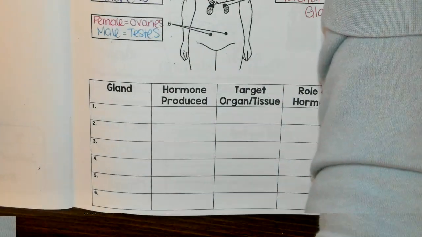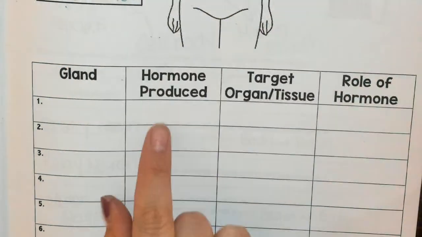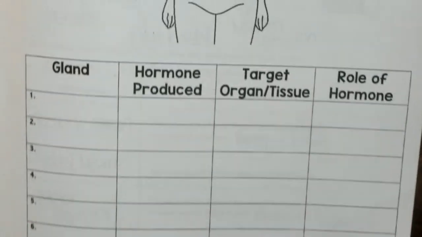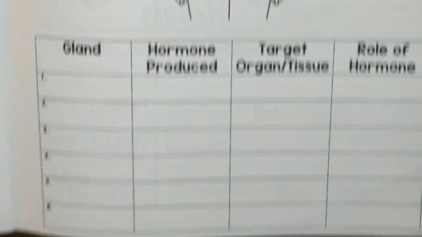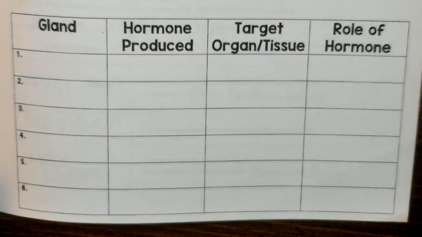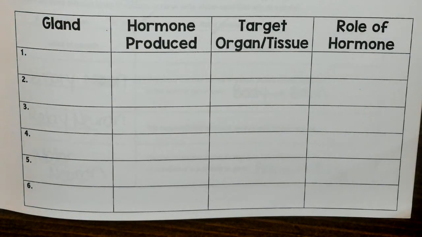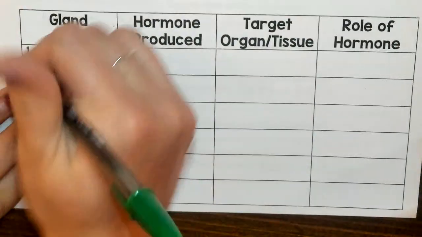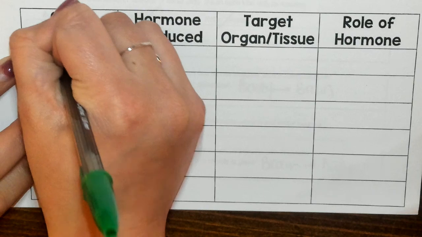Down here, we're going to talk about each gland in depth and talk about which hormone it produces, the target tissue it's targeted for, and then the role of that hormone. We're going to go in order of the diagram. The first one we talked about was the pituitary gland.